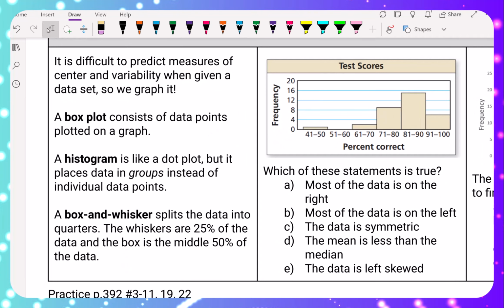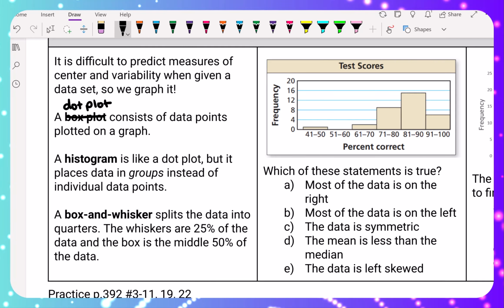Okay, so just a really quick review. It's difficult to predict the measures of center and variability. So we either need to know the statistics, like your mean and your median, or you need to graph it. So a box plot is just going to be that is a dot plot.